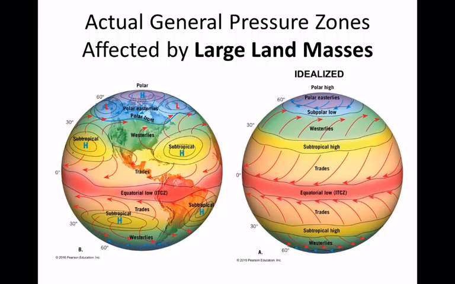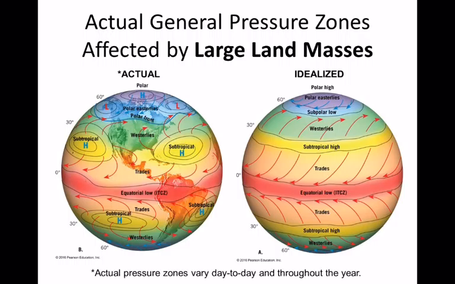Okay, so left and right here. On the right you see what I just showed, but it's more idealized. It basically ignores the large bodies of water, the oceans and the continents. So the left is more what it really does. But notice I qualify it down here at the bottom. Even this one on the left that says actual, on any given day, you can't assume that this is what it's going to look like.